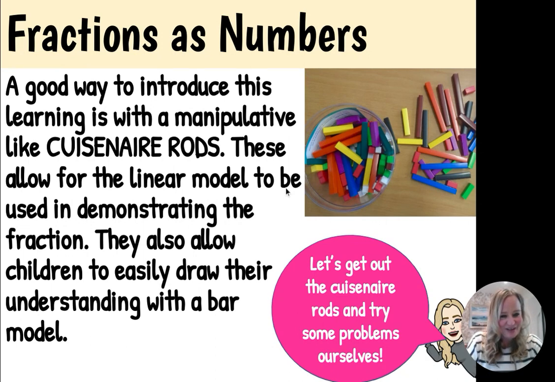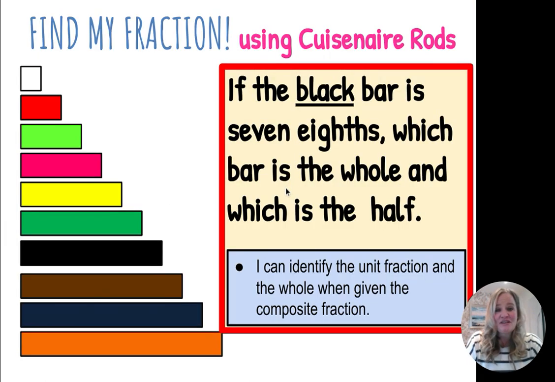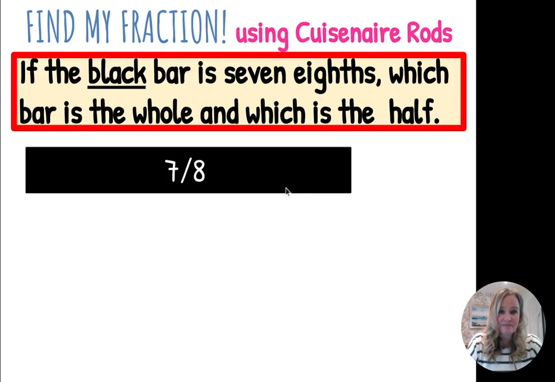So again, let's get our Cuisenaire rods and try some problems as a quick review of our previous knowledge and understanding. This problem is letting us identify the unit fraction and the whole when given the composite fraction. So if the black bar is 7/8, which bar is the whole and which is the half? Pause the video to solve the problem and we'll look at the solution.